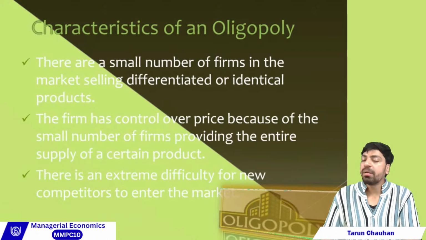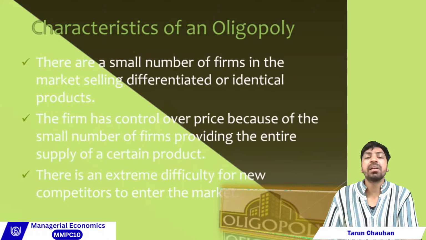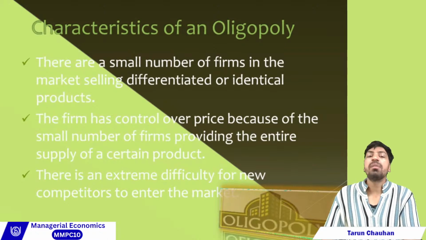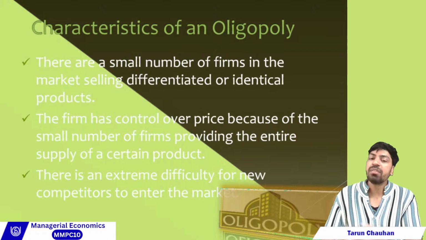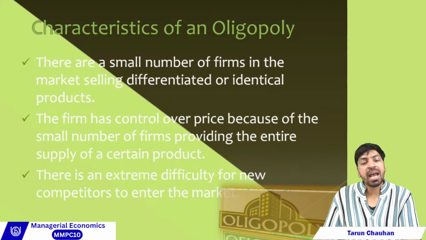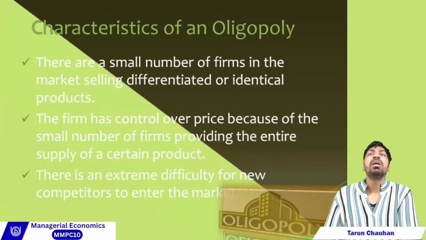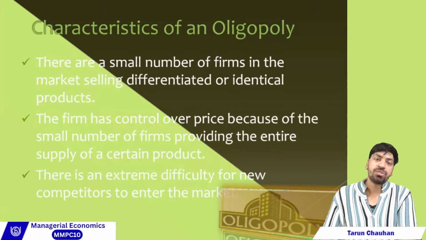Characteristics: there is a small number of firms in the market selling differentiated or identical or homogeneous products. The firm has control over the price because the small number of firms, of course, provide the entire supply of a product. There is extreme difficulty for new competitors to enter such a market. So that means there are few firms, full control over the price, and difficulty for new competitors to enter into such markets.